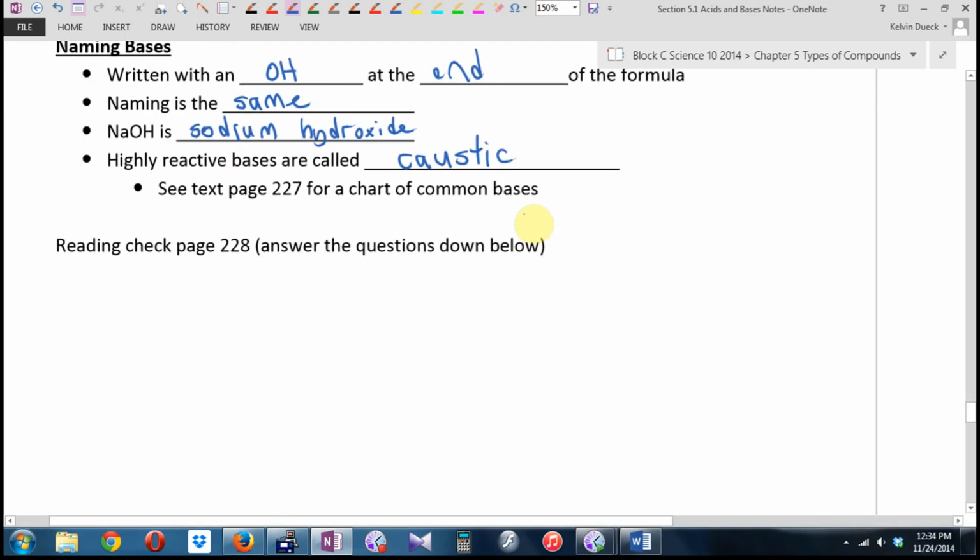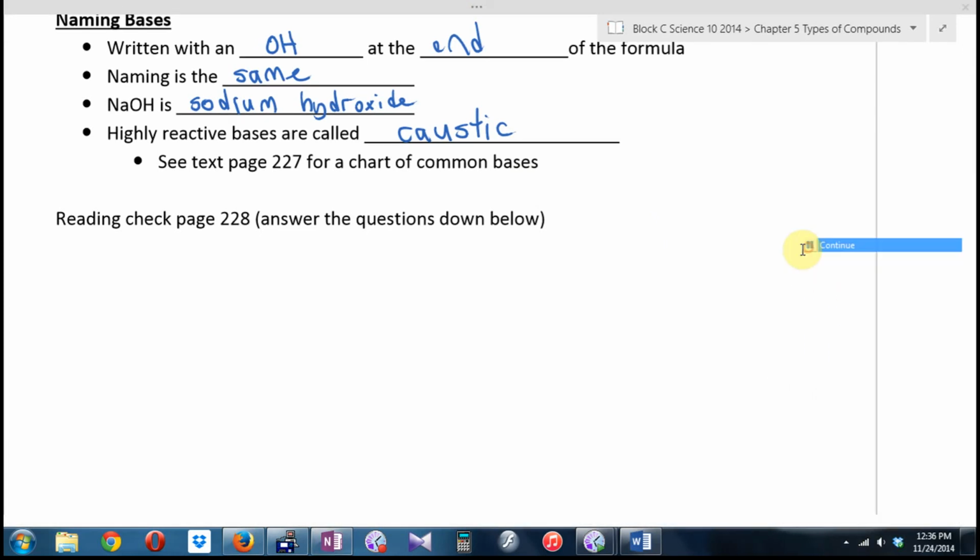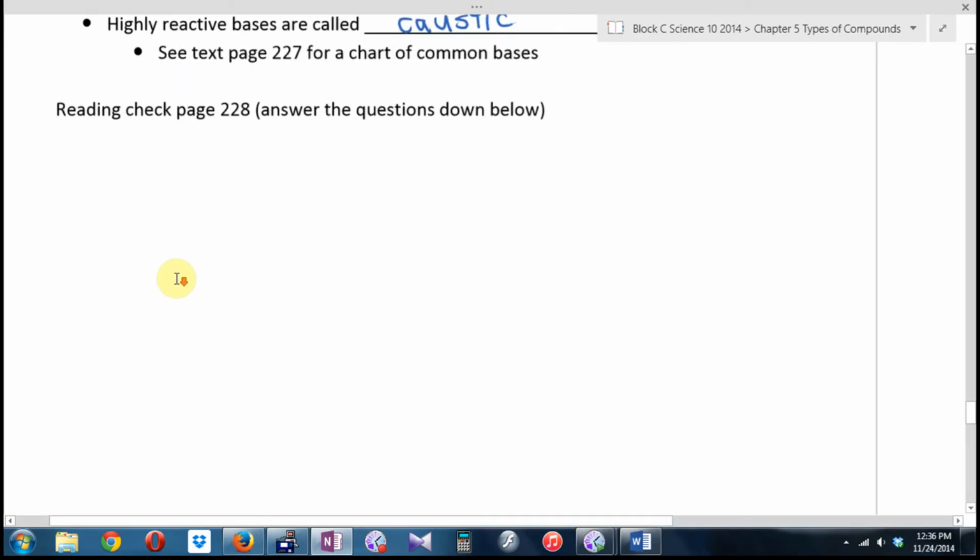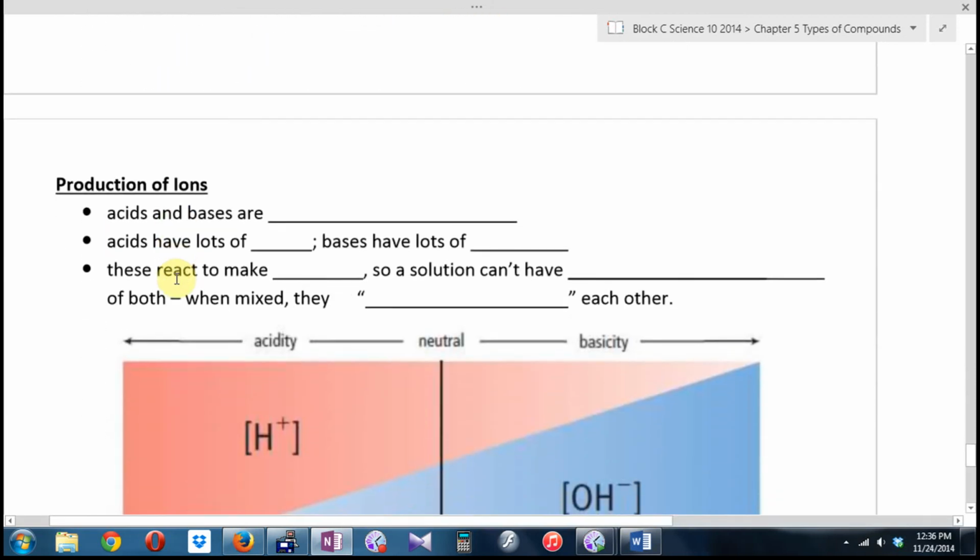I wrote down here, see text page 227 for a chart of common bases. I'll just show you the chart so you can see some of them. Let me pause the video here. I may or may not assign the reading check. I'll come back to that in a second, but let's turn the page and kind of finish this off. So what happens? How do acids and bases fight each other, neutralize each other? So, acids and bases are chemical opposites.